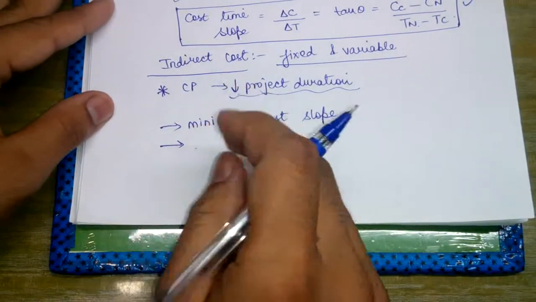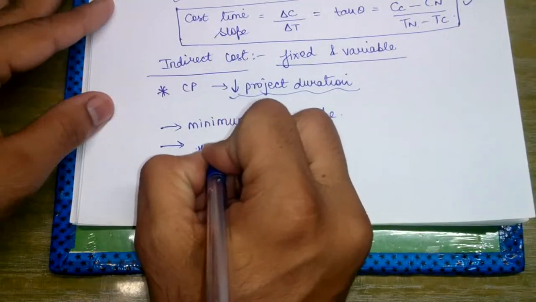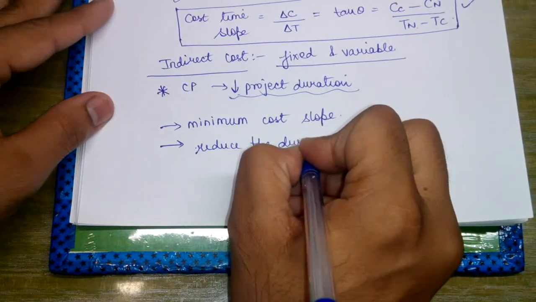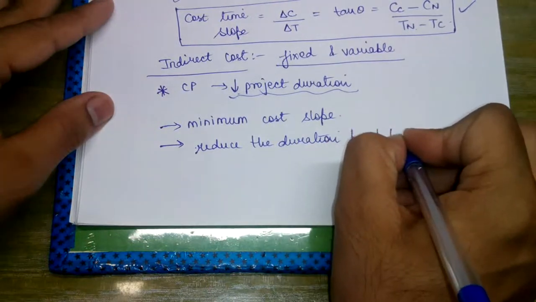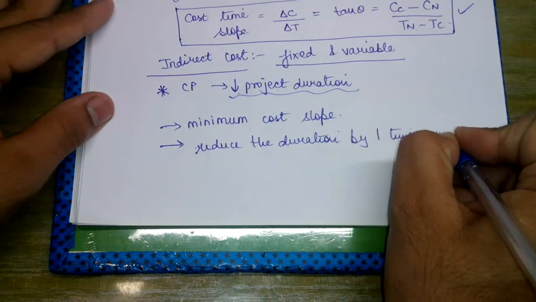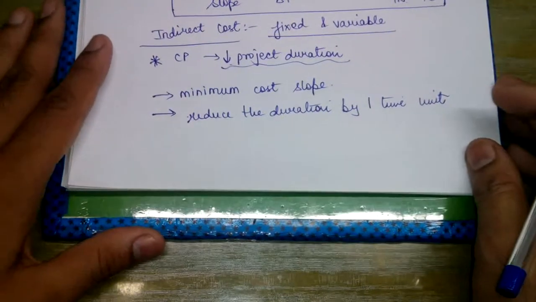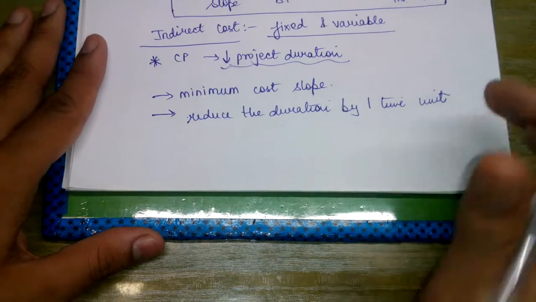Then what we will do? We will reduce the duration of the activity by 1 time unit. For example, if the time is given in hours, so we will reduce it by 1 hour, or if it is given in days, then we are going to reduce it by 1 day.